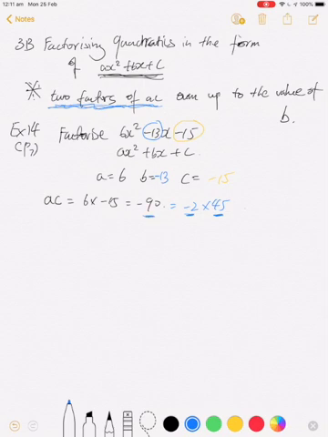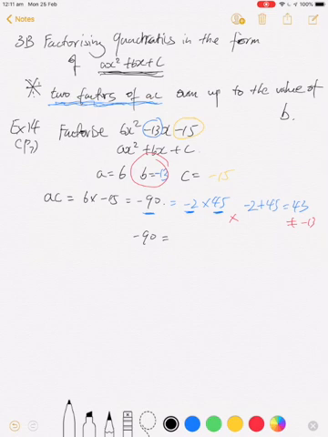Now we try to add them together. Negative 2 plus 45 is equal to 43. Then we check our value for b. It's negative 13, so 43 does not equal negative 13, which is the value of b. So this is not the pair of factors we're looking for. We're going to try one more time with negative 90, which is the value of AC.